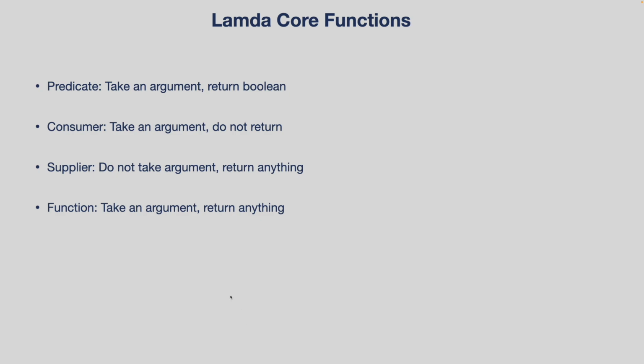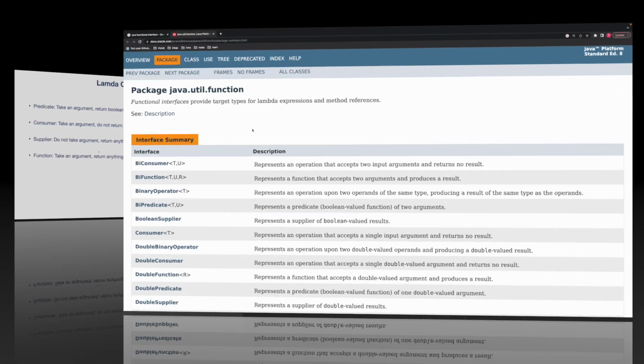So till now, we discussed the Lambda core functions. There are four Lambda core functions. One is predicate. Predicate takes an argument but returns Boolean. Second is the consumer. Consumer can take an argument but does not return anything. Supplier does not take any argument, and returns any kind of data type. And the fourth one is the function. Function can take any argument and return anything.